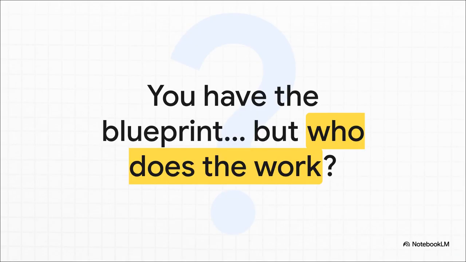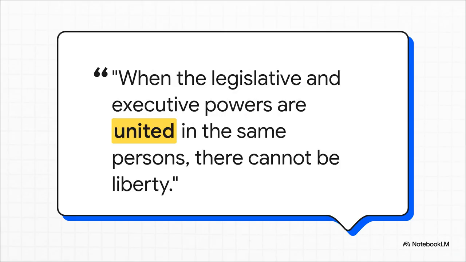Right, so you've got this incredible blueprint. It's visionary, it's powerful, but a blueprint can't build a house on its own, can it? You need builders. So who are the builders of the Indian state? Who are the ones tasked with turning this amazing vision into a reality? Now, the people who designed this blueprint were incredibly smart. They understood the dangers of power. Just as the philosopher Montesquieu warned, if you let the same group of people both make the laws and enforce the laws, liberty goes right out the window.